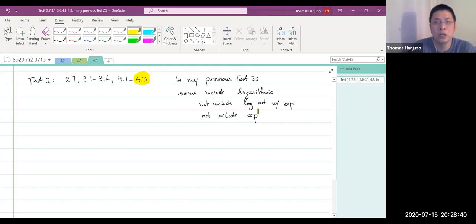Now, the thing is, you need to pay attention to my previous test 2. Some of them include log, some of them not including log but include exponential, some of them not including exponential at all. So you may need to take a look at some problems instead of only one. What you don't want to happen is that you don't study the exponential one, the one with the exponential function.